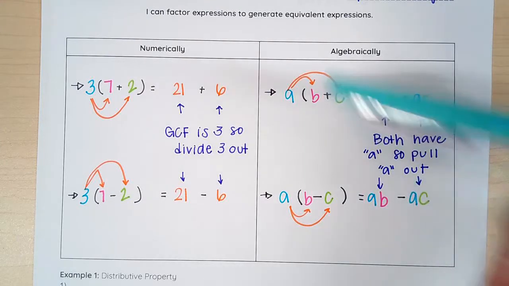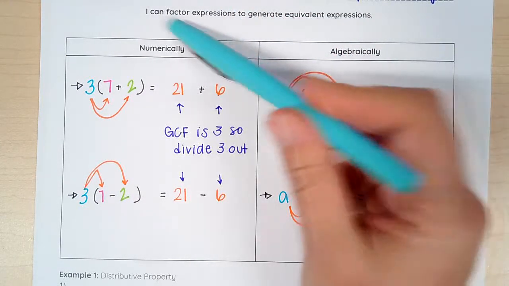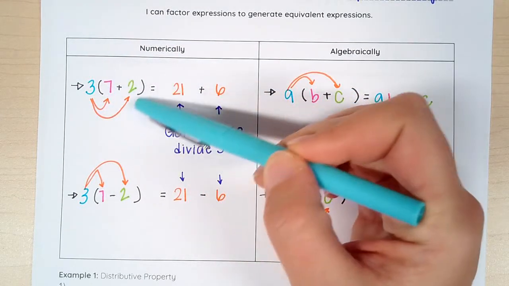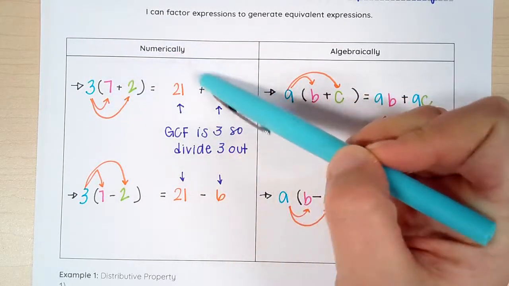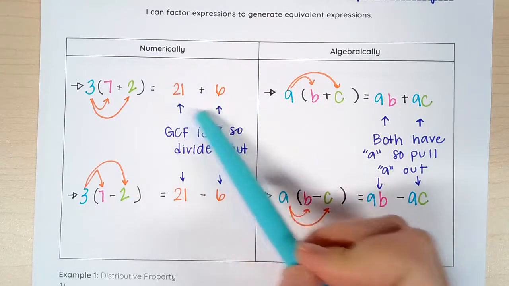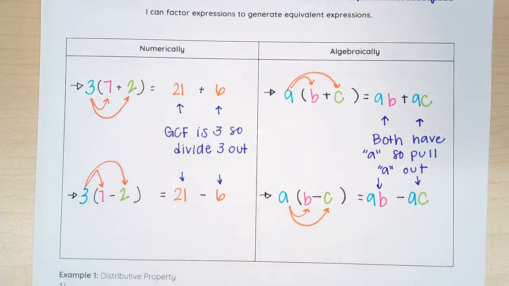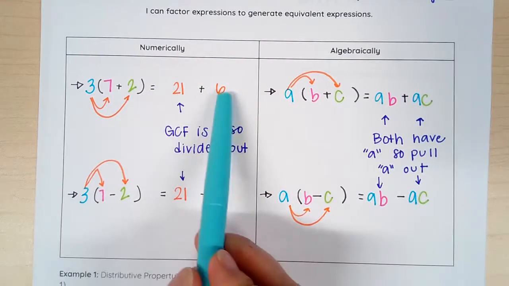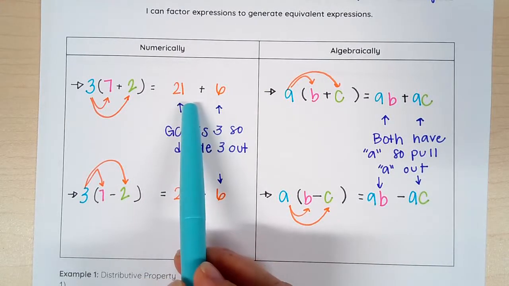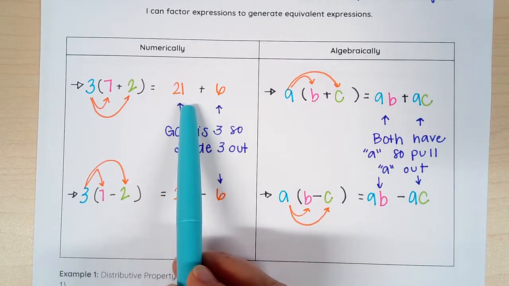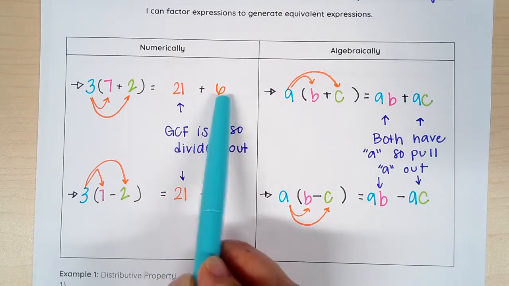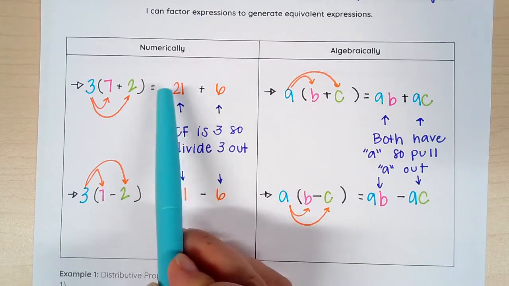Now, what we want to do is go backwards. So we went from our factored form to our expanded form. Now we want to go from expanded to factored. We do that by looking at our expanded form and noticing what each of the terms have in common.